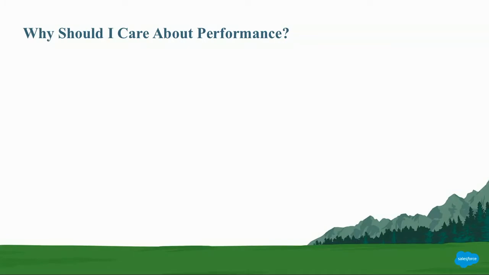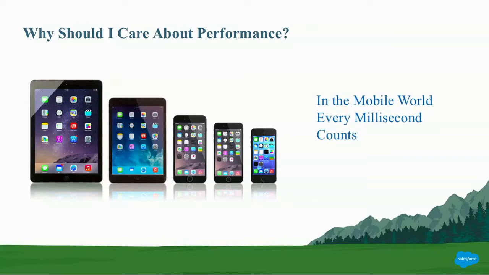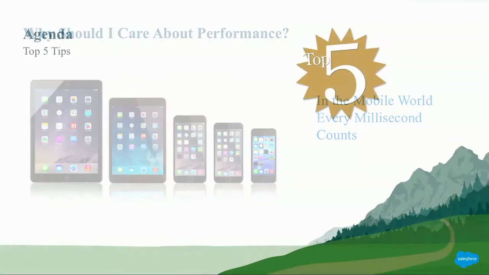So why should you even care about performance for your Lightning components, you might be asking? Well, you don't know when you build an app. We are in a mobile world, and you don't know what device is going to be accessing those apps built with those components and what kind of connection those people are going to have. So you have to assume that basically every millisecond counts. If you can shave off even 100 milliseconds, you're doing a good job.